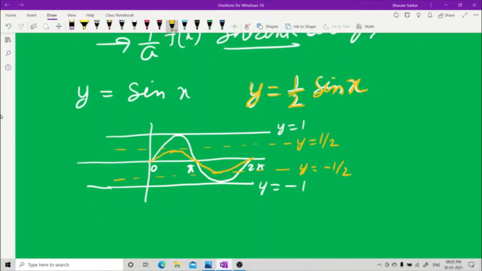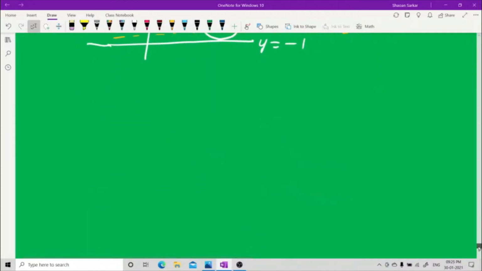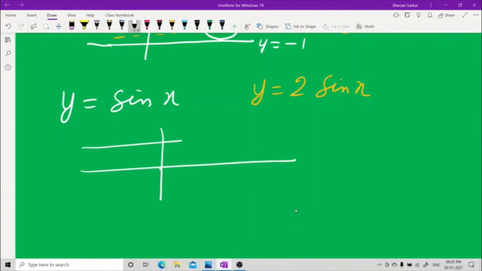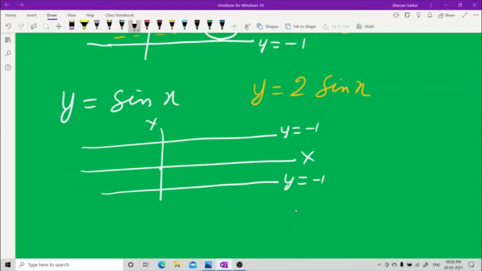Now similarly, that was for shrinking. Now let's take one for stretching. You have y equal to sin x, the other y equal to 2 sin x. Now y equal to sin x is like this. This is your x-axis, this is your y-axis. This is y equal to 1 and this is y equal to minus 1. Now your graph goes like this. Wait a minute, on this side I made a mistake. Let me draw this clearly. Yes, this way it goes.